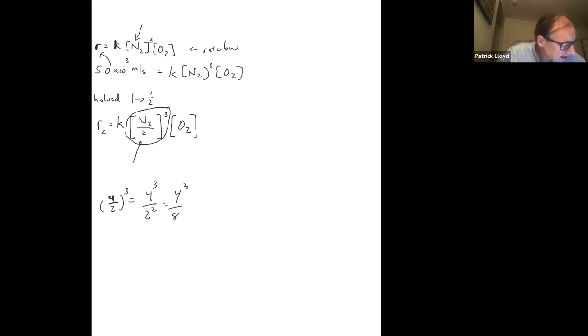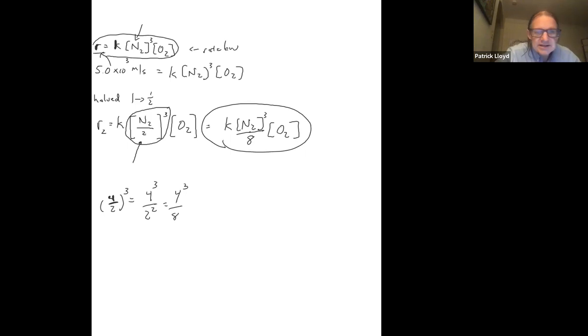So what you get then is K times N2 to the third power over 8 times the concentration of O2, right? See where I got the 8 there? I have the 8 there because 2 cubed is 8. So I brought it out of the brackets and made it 1/8. So in other words, this right here is going to be 1/8 of what that is.